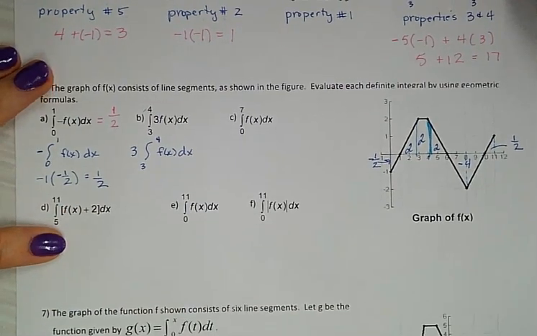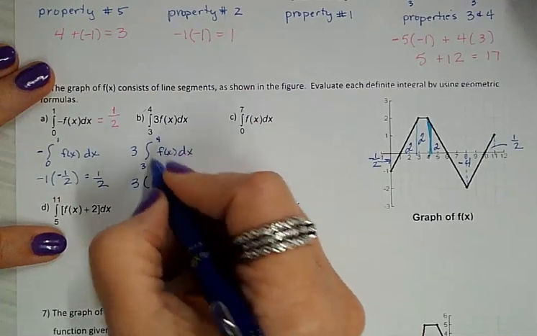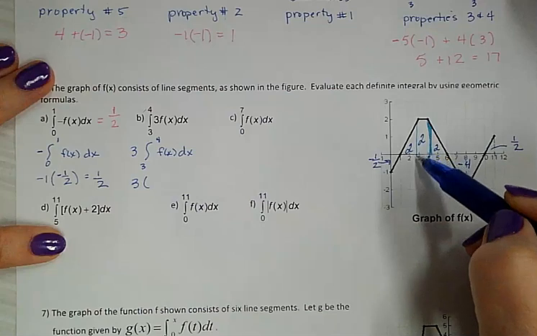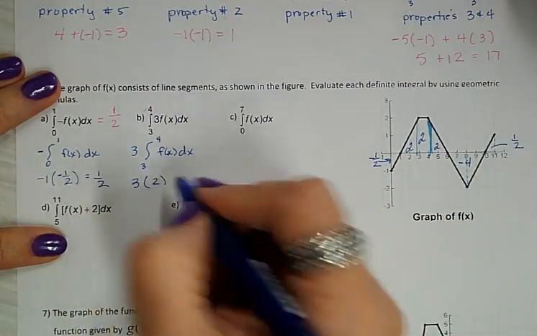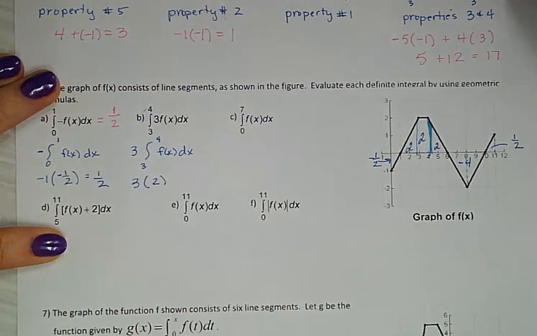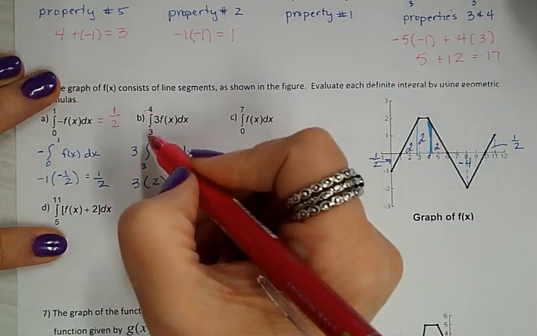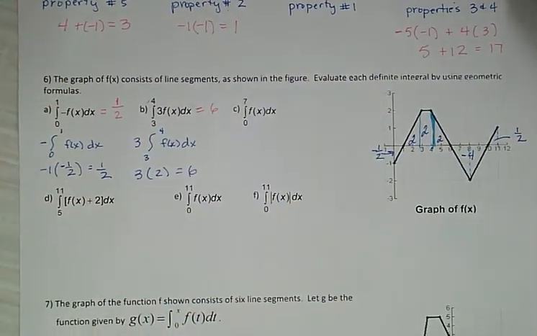dx in there. And now that I've done that, I'm going to go to my graph and find this area under the curve from 3 to 4, which is this rectangle right here, which is 2. So I'm going to have 3 times 2, which makes the area here 6, and the area of this integral right here is 6. All right, so everybody got the idea?